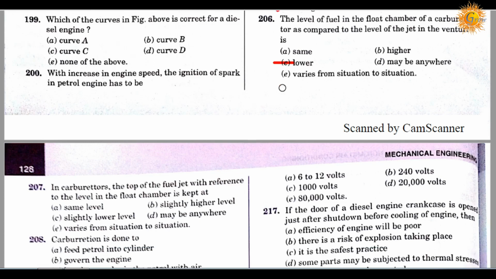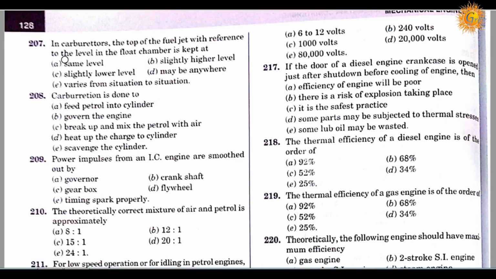Question number 207. In carburetors, the top of the fuel jet with reference to the level in the float chamber is kept at: option A same level, option B slightly higher level, option C slightly lower level, option D maybe anywhere, option E varies from situation to situation. So the correct answer is B, a slightly higher level.